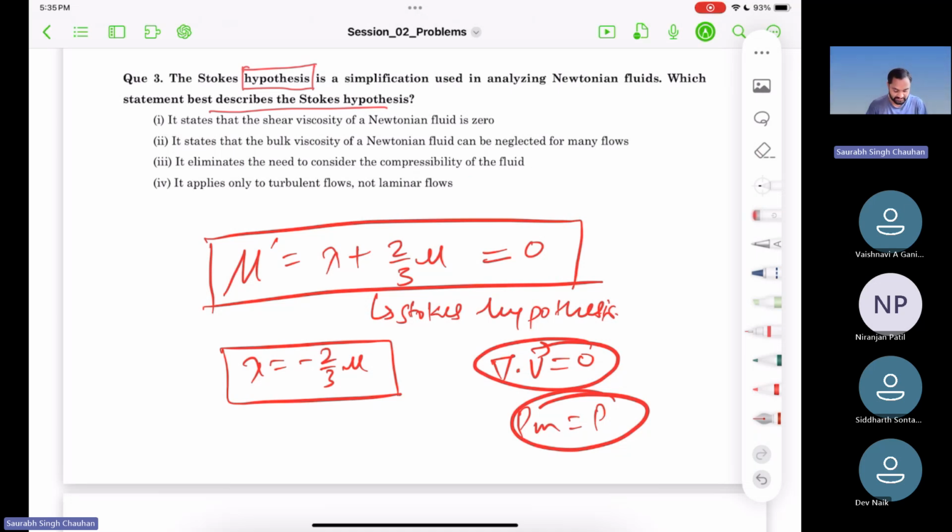So only the second option, that the bulk viscosity of a Newtonian fluid can be neglected for many flows, is the best description of the Stokes hypothesis. I think it is clear, and we can move to the next question.